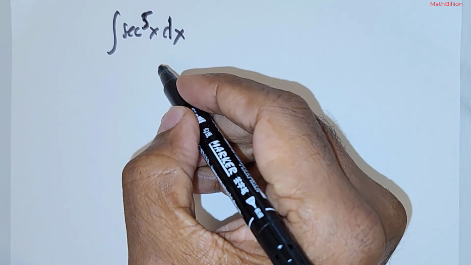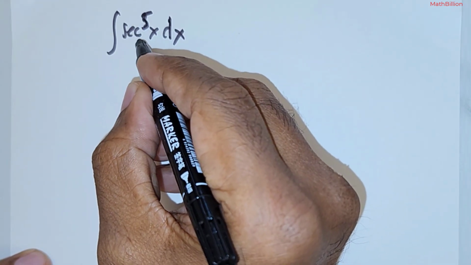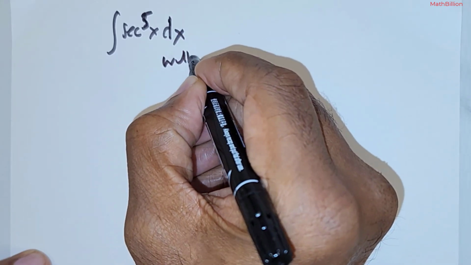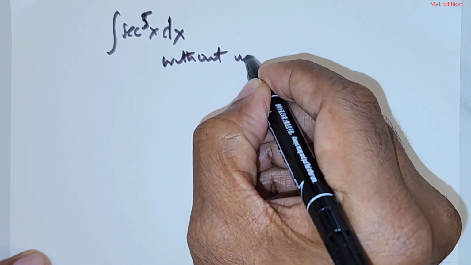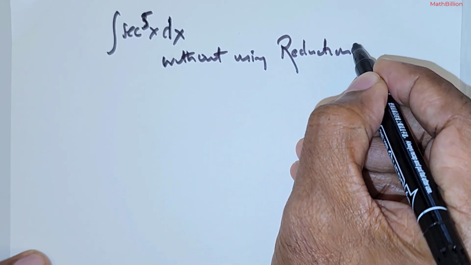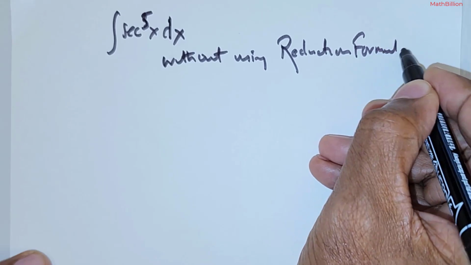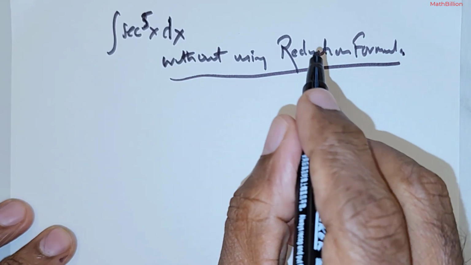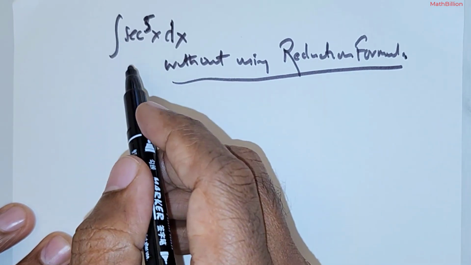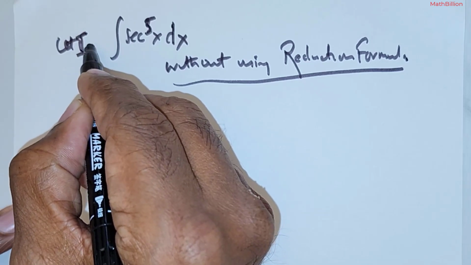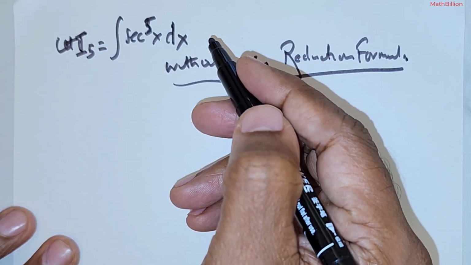Good day everybody. We are expected to integrate secant raised to the power of 5x dx without using the reduction formula. So without this aid, we are going to get the solution for this. So foremost, let me take I suffix 5 is equal to this.